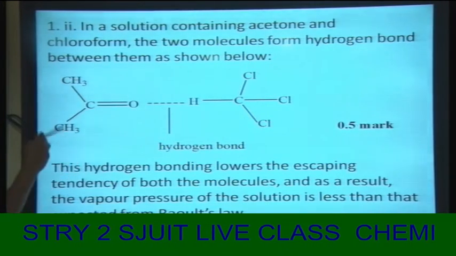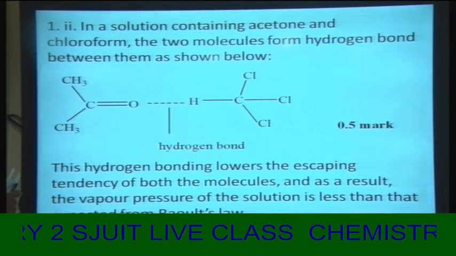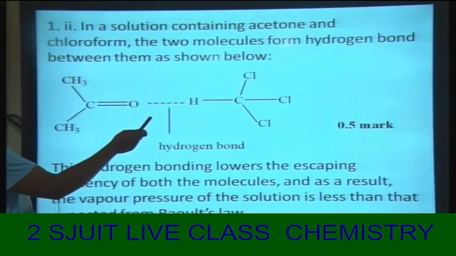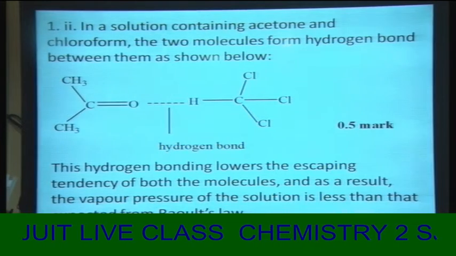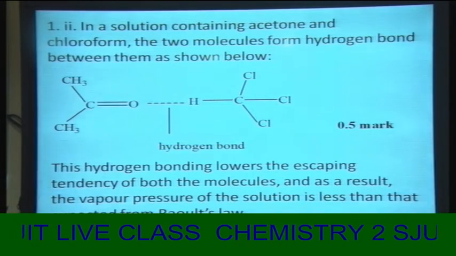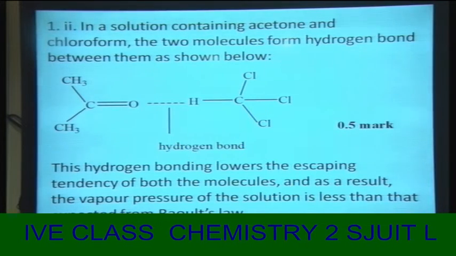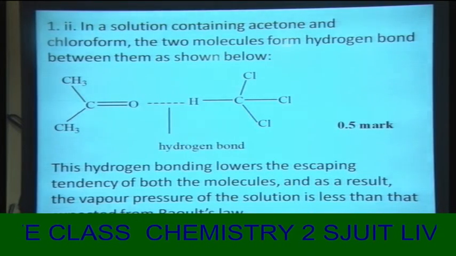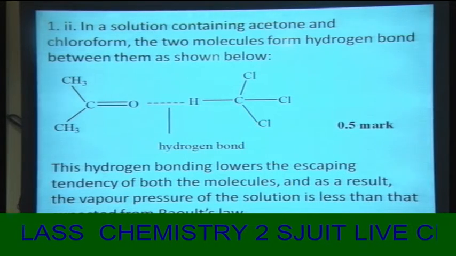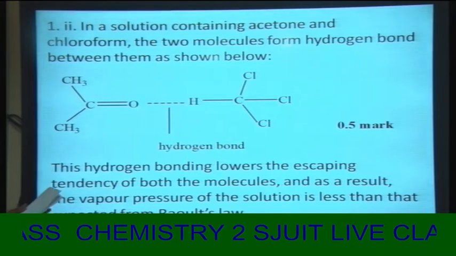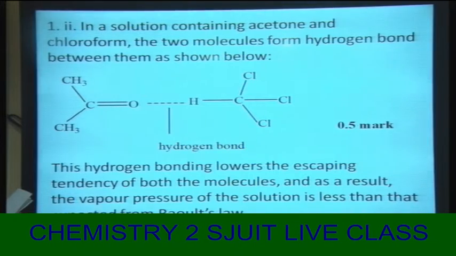The moment molecules need to escape to form a vapor pressure above the solution, due to the hydrogen bond the tendency of molecules to escape becomes lowered. Since the tendency of molecules to escape has been lowered, this results in a low vapor pressure above the solution. That's why we see the vapor pressure of the solution is less than that expected from Raoult's law.